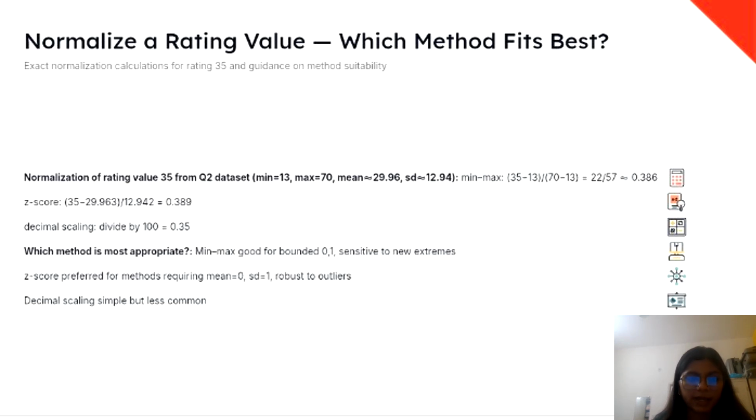Which method is most appropriate? Min-max is good for bounded 0 to 1 scaling but sensitive to outliers. Z-score is preferred for methods requiring mean and standard deviation, and is more robust to outliers. Decimal scaling is the simplest but less common.